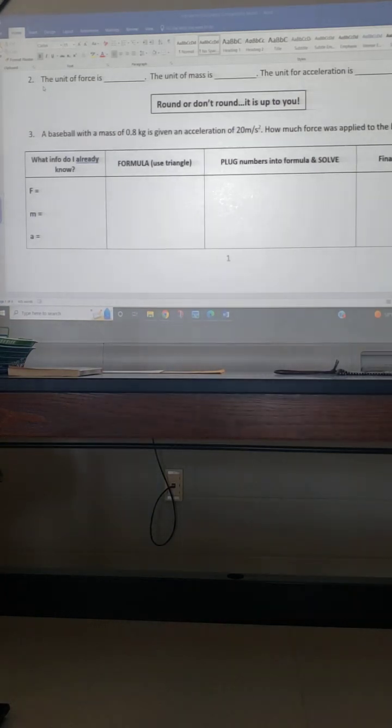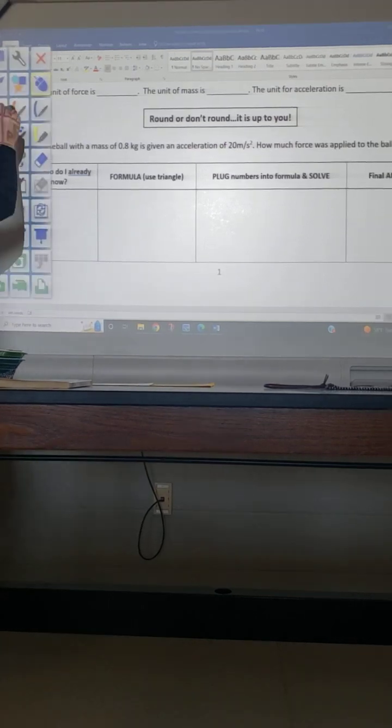So we're gonna go about these the same way that we have all year. We're gonna underline everything that we know, and we are going to circle what the problem is asking us to solve for, right? So a baseball with a mass of 0.8 kilograms is given an acceleration of 20 meters per second. How much force was applied to the ball? Give me something to underline, Caden. What is a piece of information given?